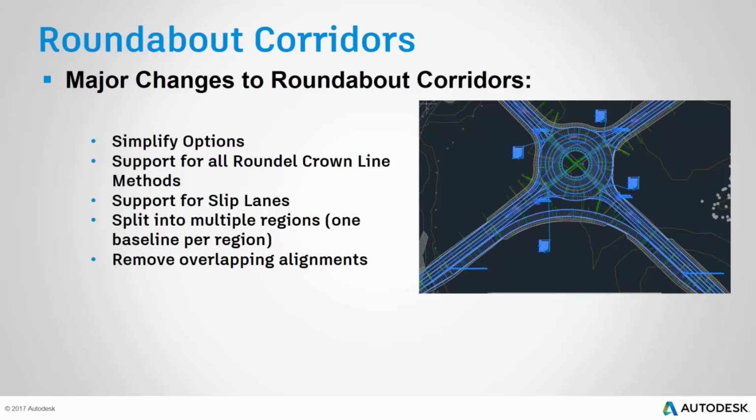We have added support for slip lanes. We've split the whole roundabout into multiple regions. So we no longer have overlapping alignments. And I'm going to go through each of these changes as an individual slide because they're key and they're quite important. But the roundabout corridor is very, very close to what you'd expect.